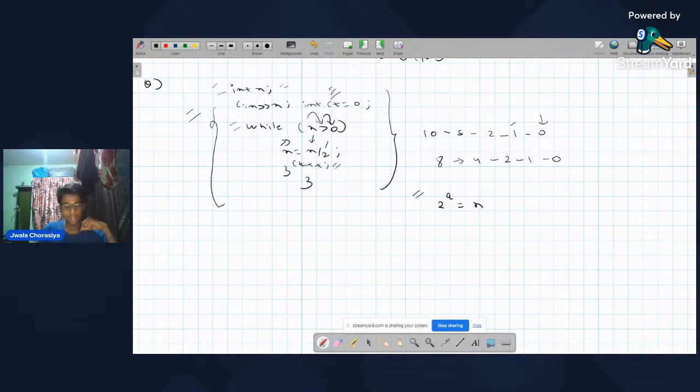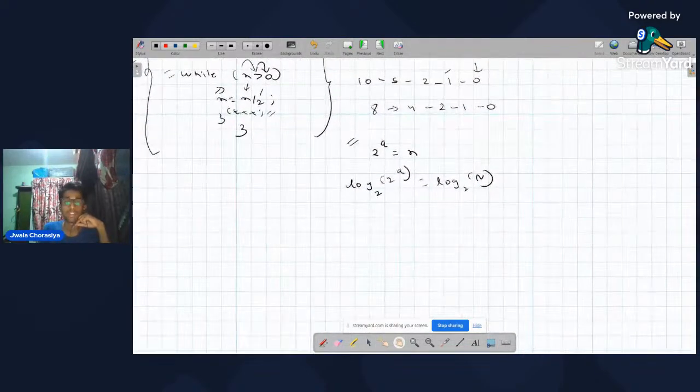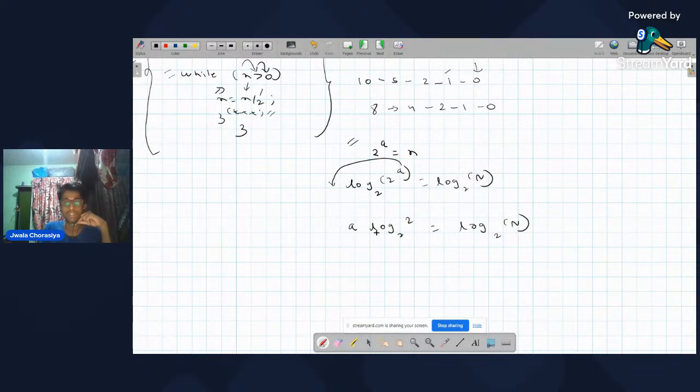So when I'm writing it like this, let's say I am taking a log on both sides. So it will become log of 2 to the power a, which equals log of n. If I solve the logarithmic function, we have been learning these things in 11th standard itself. So this a will come over here, so it will become a times log of 2 to the base 2. This will become 1. So a into 1 will become a, and this will be my time complexity.